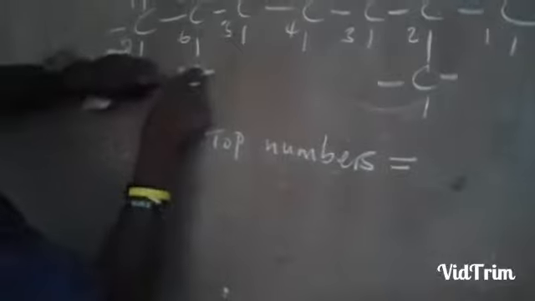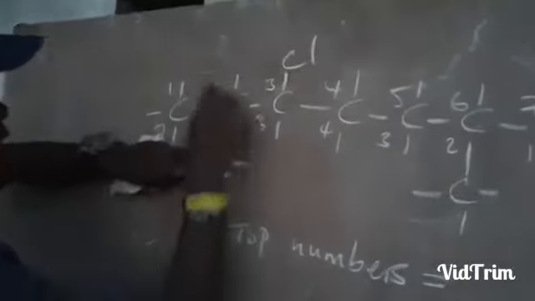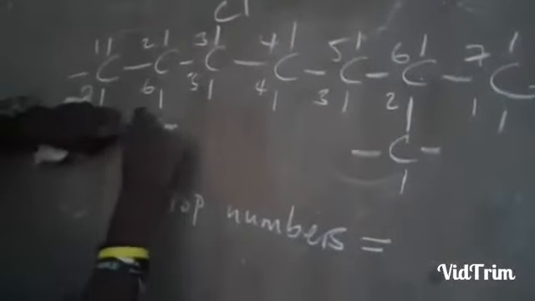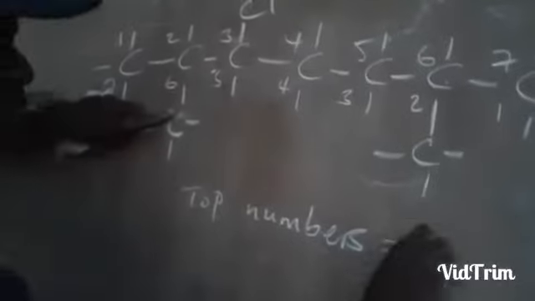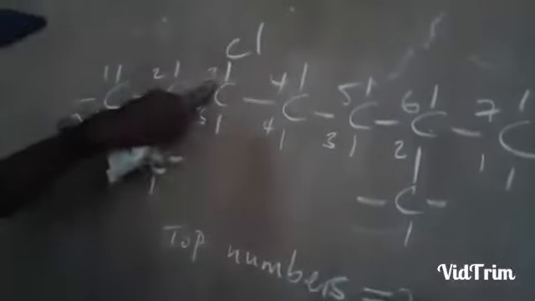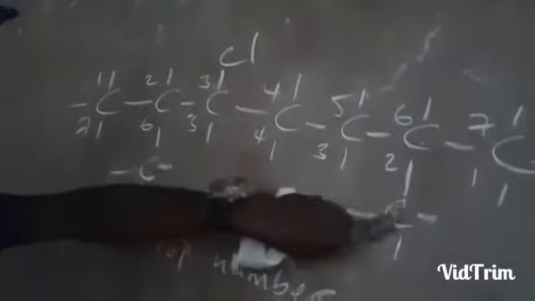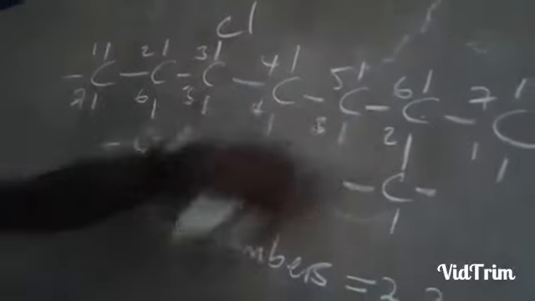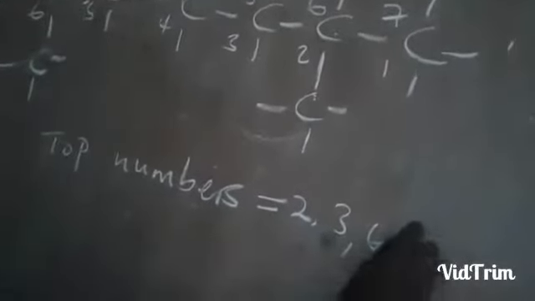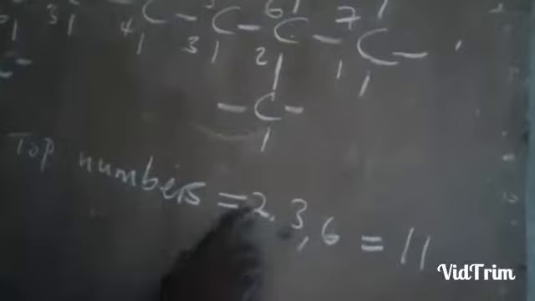Now this branch, the number at the top for this branch is 2. For this Cl branch, the number at the top is 3. For this other branch, the number at the top is 6. So if I add 2 plus 3 plus 6, I will get a total of 11.